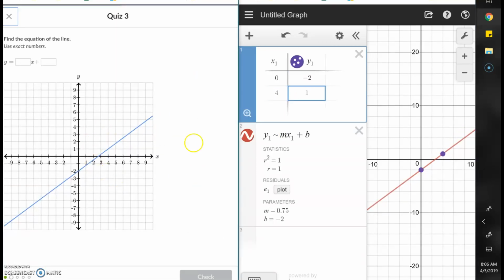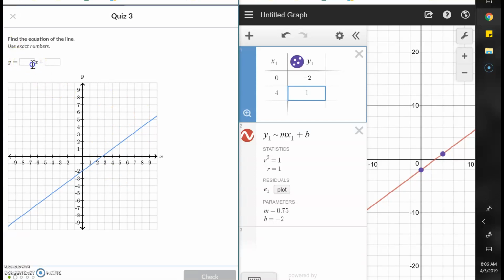Now I've got the info I need. Boom, we got y equals the slope, which is down here is 0.75. And the y-intercept is the b value, which is -2.